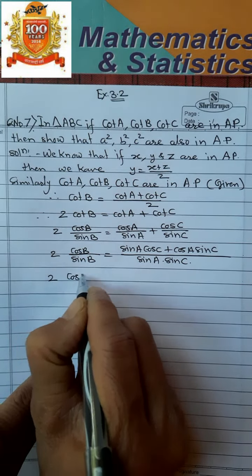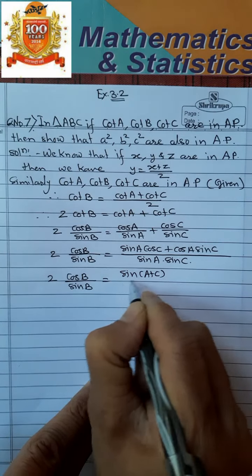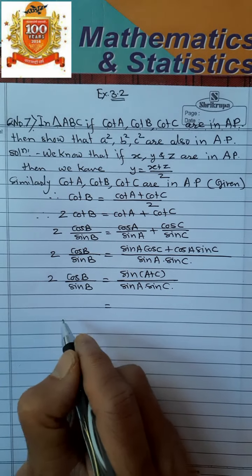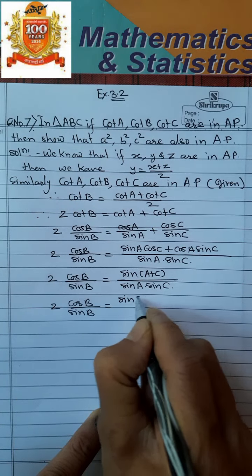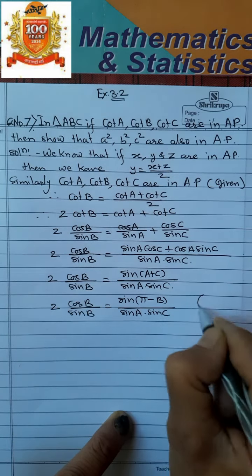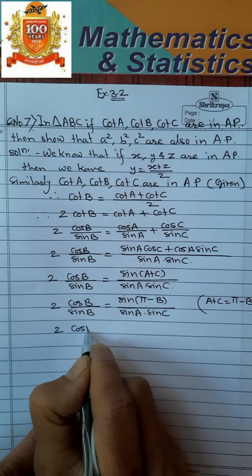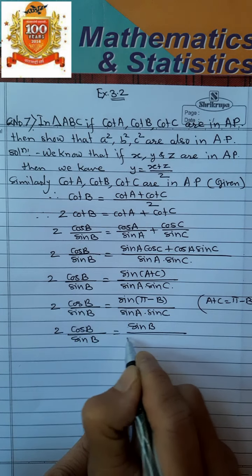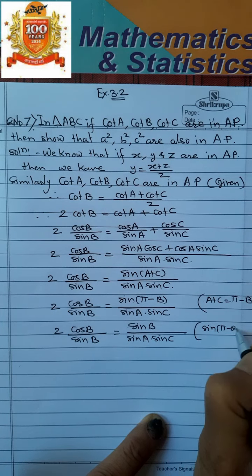That is, 2 cos B upon sin B is equal to, this is nothing but, sin (A plus C) upon sin A into sin C. That is equal to sin (pi minus B) upon sin A into sin C, since A plus C is equal to pi minus B. Therefore, 2 cos B upon sin B is equal to, this is nothing but, sin B upon sin A into sin C, since sin (pi minus theta) is equal to sin theta.